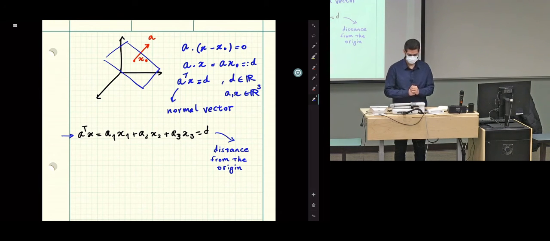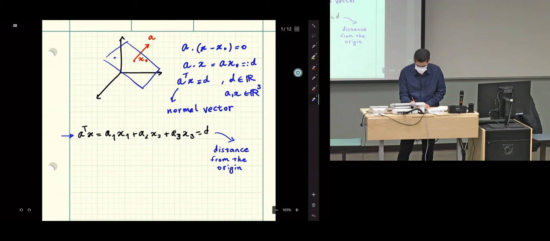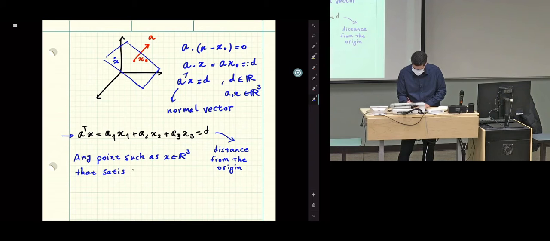Well, the answer is somewhat obvious. It must be on the plane, right? If this is the equation of the plane, by the derivation that we had from orthogonality, any vector we draw relative to a point must have 0 dot product, must be perpendicular to the normal vector. Then any point that we choose, such as x, that satisfies the plane equation lies on the plane.